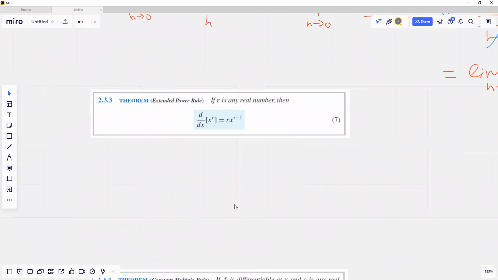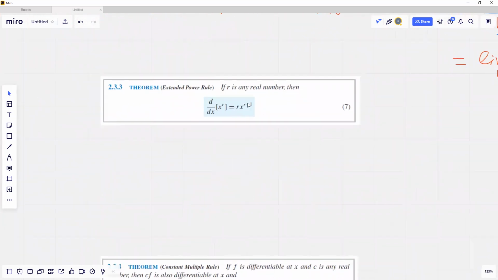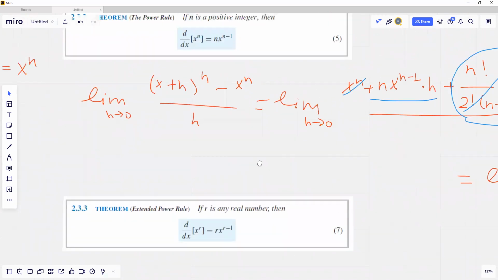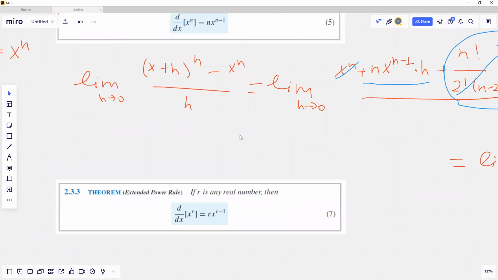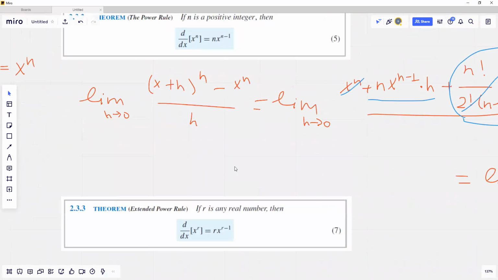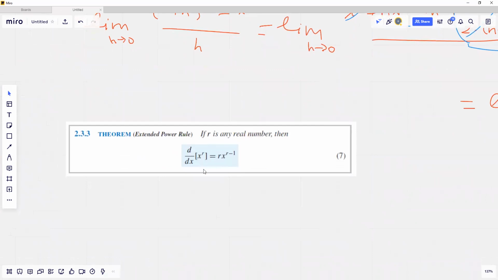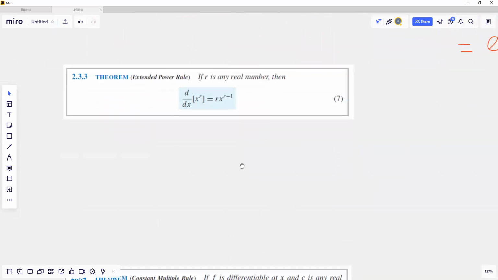Okay, next rule, extended power rule. If r is any real number, this is similar to the previous one. However, in that case we had a positive integer, while this is going to work for any real number. So derivative of x to the power of r with respect to x is equal to r multiplied by x to the power of r minus 1.